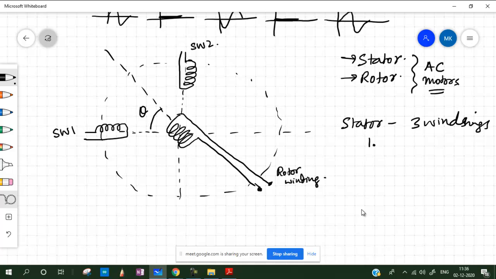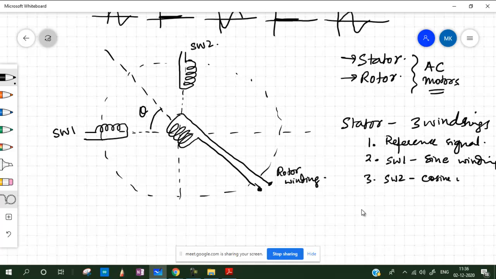All right, so the first one is the reference signal, and then the second one we call SW1, or this is also called the sine winding. You have SW2, which can also be called the cosine winding. All right, so you have three, and then you have the rotor, which has just one winding. Obviously it can again have two kinds of windings to increase the resolution and other things, but let's understand this from this concept.